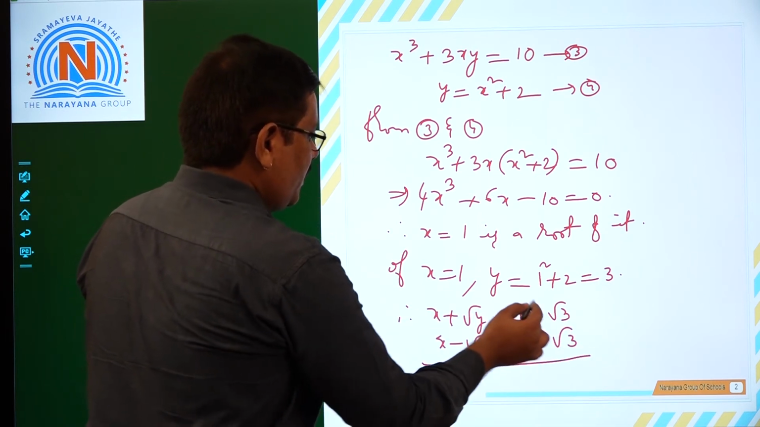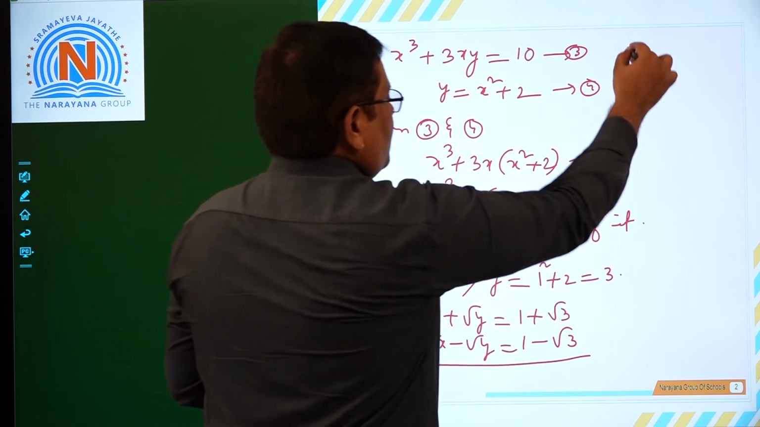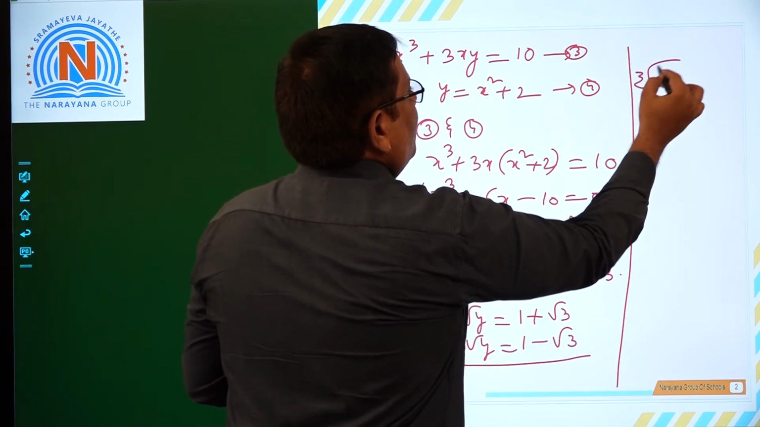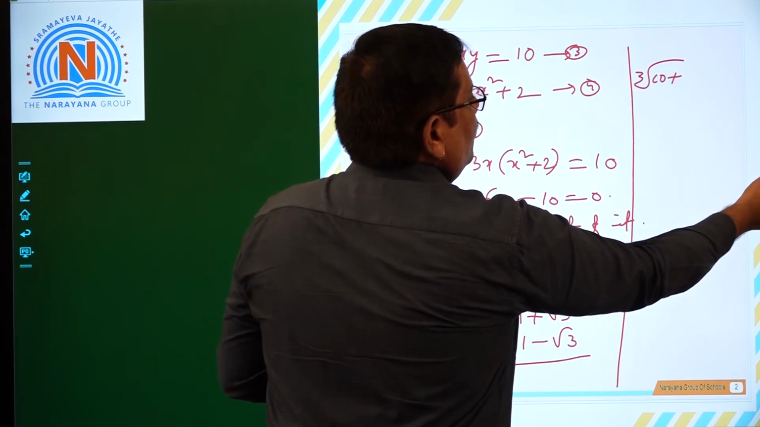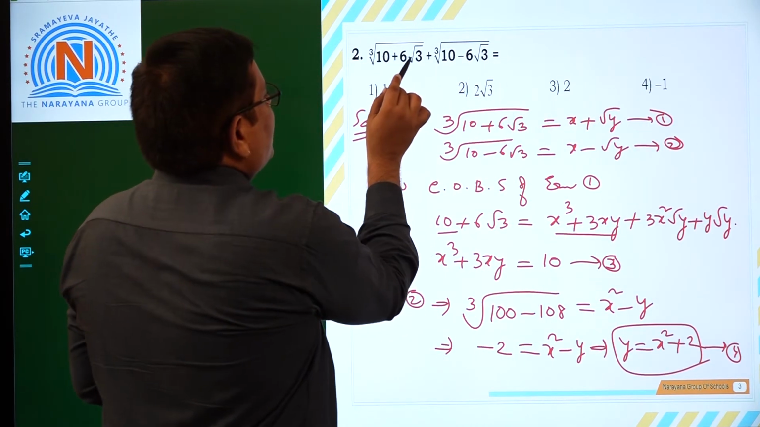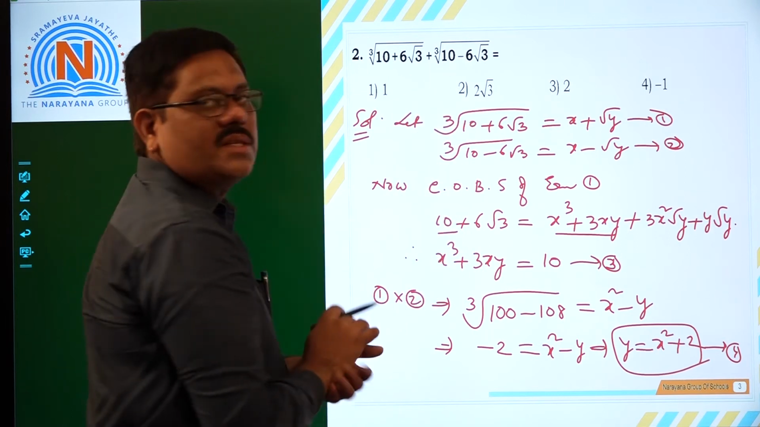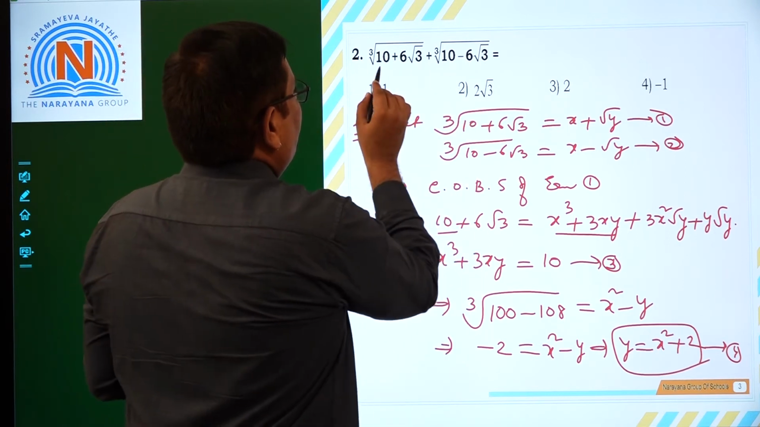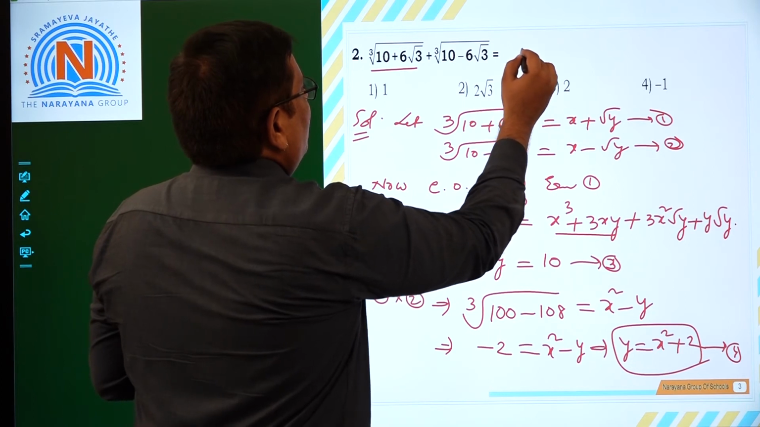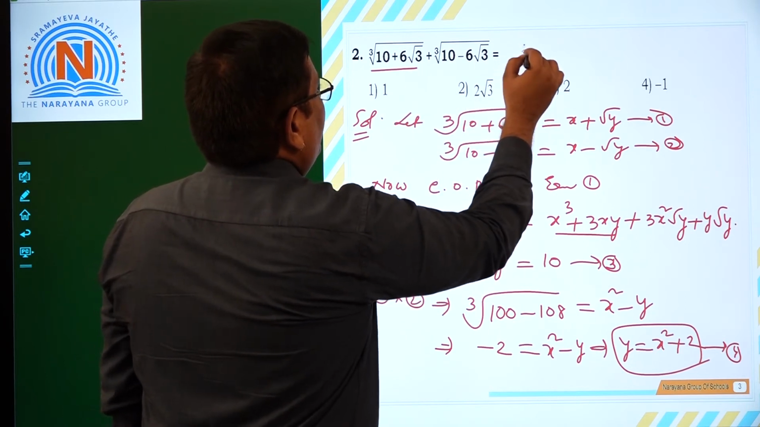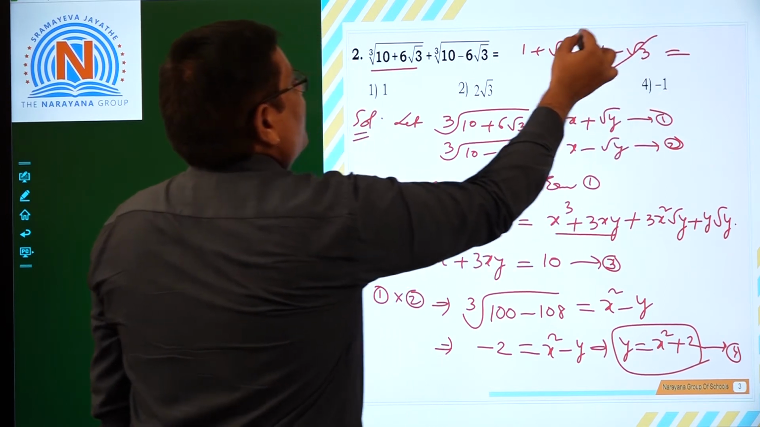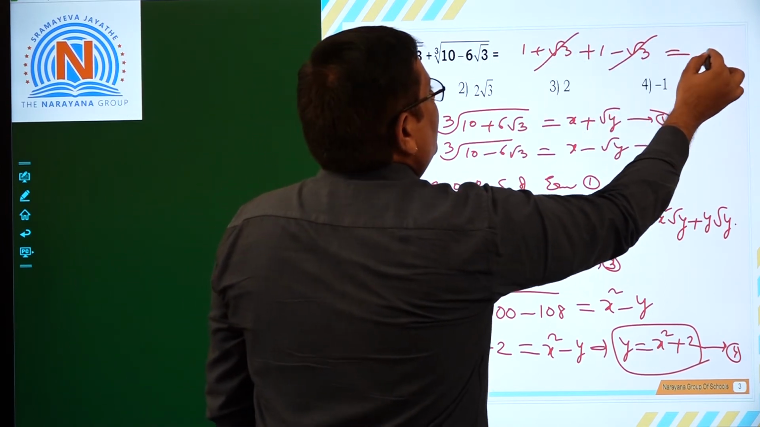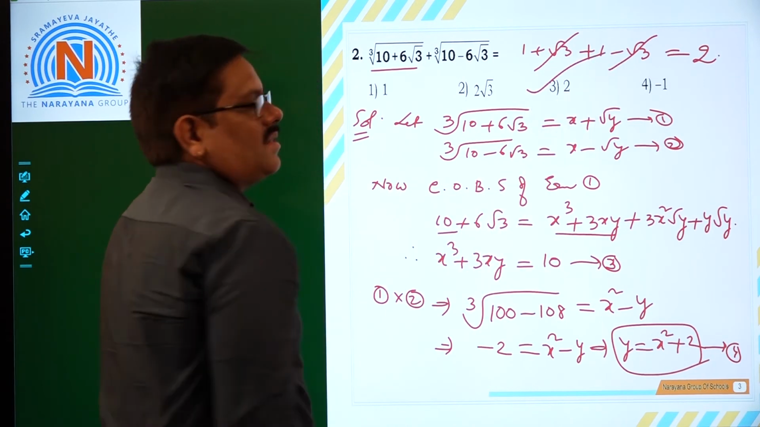If you sum these two, the question is cube root of 10 plus 6 root 3 plus cube root of 10 minus 6 root 3. So here, for the first we have 1 plus root 3, and for the second we get 1 minus root 3. If you simplify, root 3 cancels and 1 plus 1 is nothing but 2. So the answer is the third option.